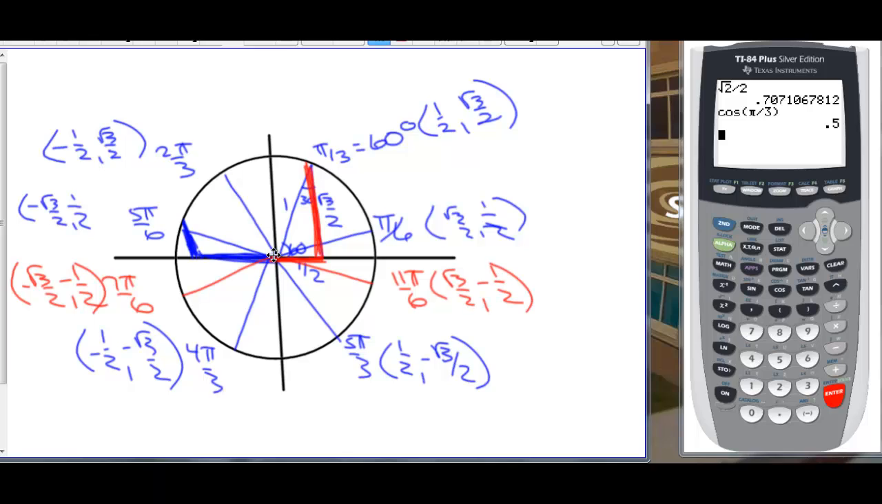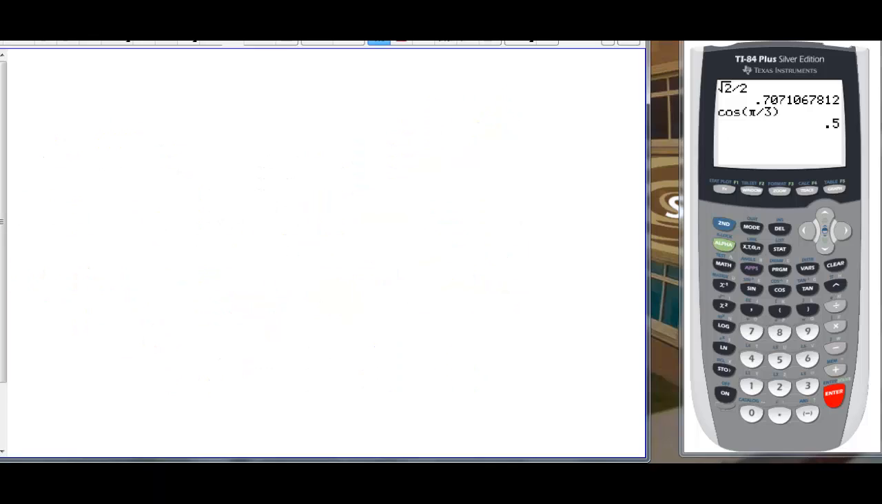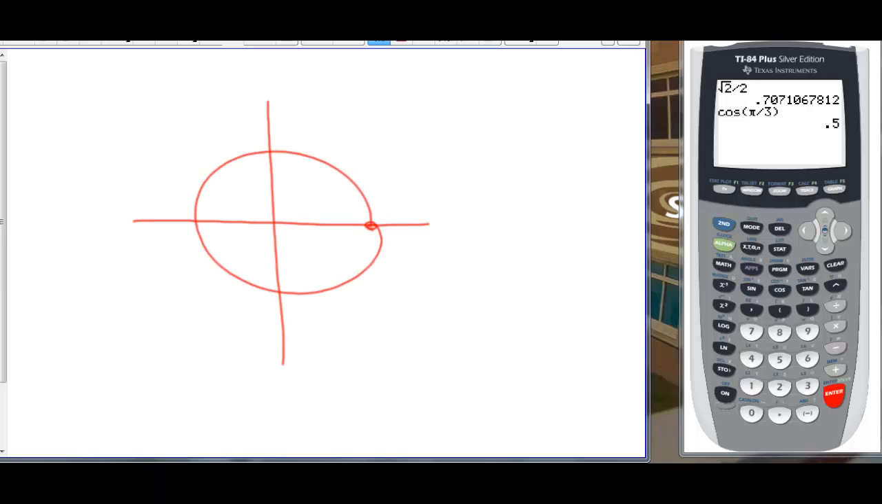So you should know all the pi over 6s, all the pi over 3s, all the pi over 4s, and you'll have to know all the pi over 2s. That one's really easy. By the way, that'll make your homework a lot easier. We already did the pi over 2s. That point right there is 1, 0. This is 0, 1. This is negative 1, 0. These are the easiest ones of them all.